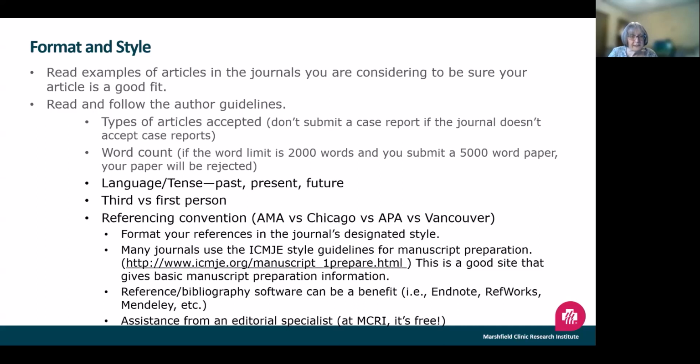And look at your referencing convention. Format your references to the journal's designated style. It does matter. You may think it doesn't, but it does. Many journals use the ICMJE style guideline for manuscript preparation, and you can get reference or bibliography software that can help you. And even using PubMed, you can go into PubMed, and I think you already had something on how to do your referencing, right? Okay. And if you're from the Marshfield Clinic Research Institute, I can help you with that.